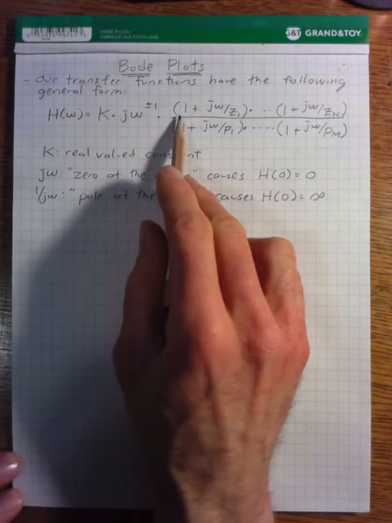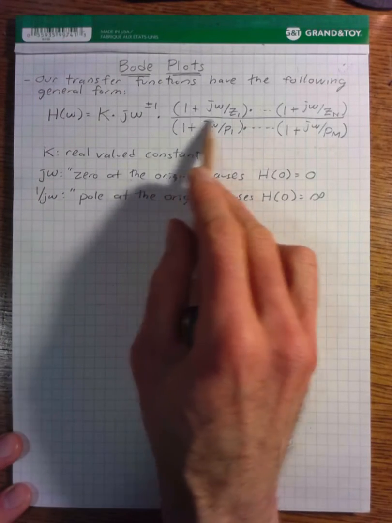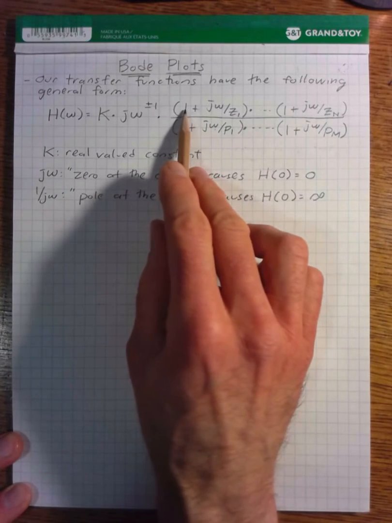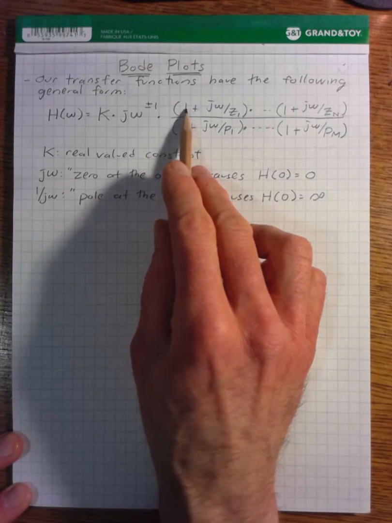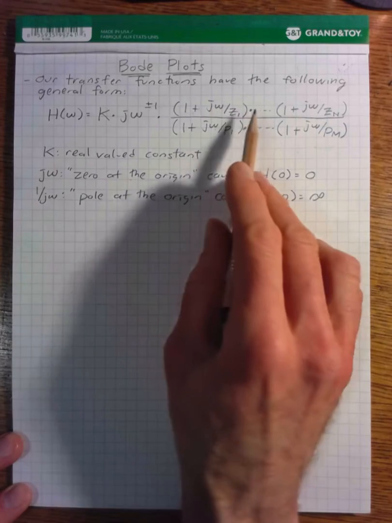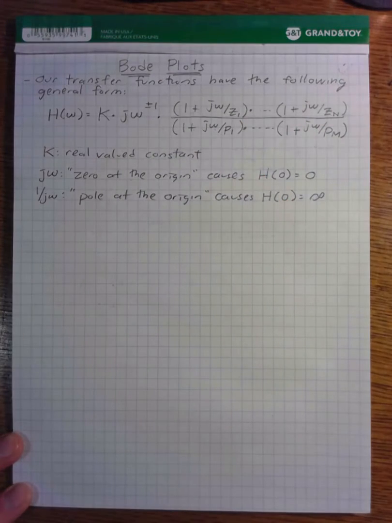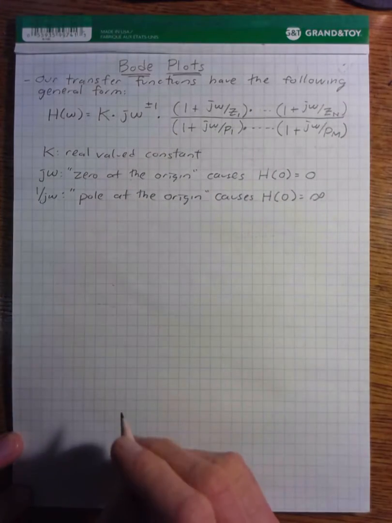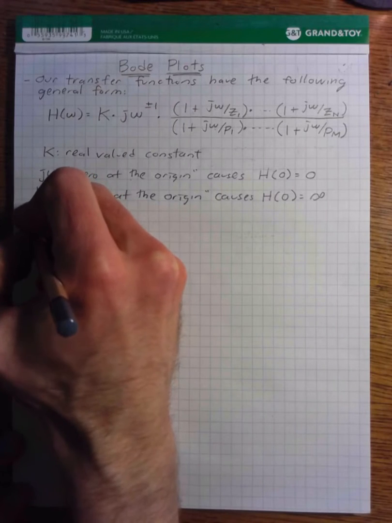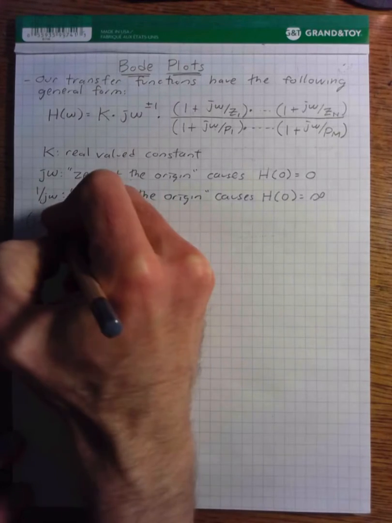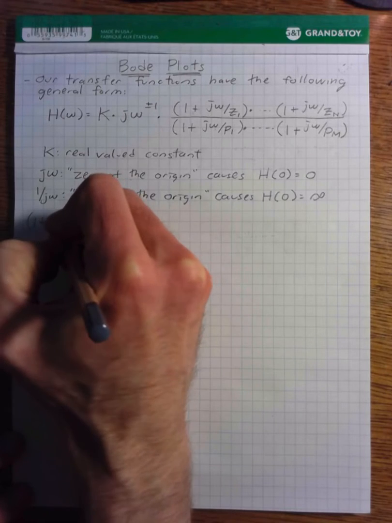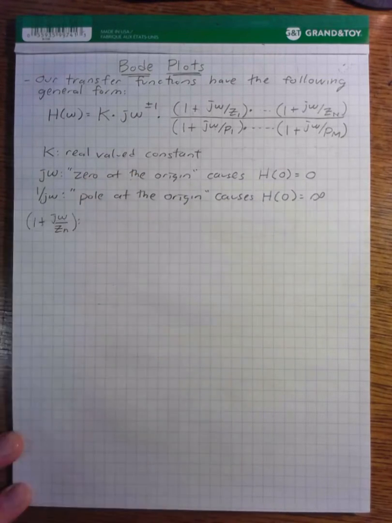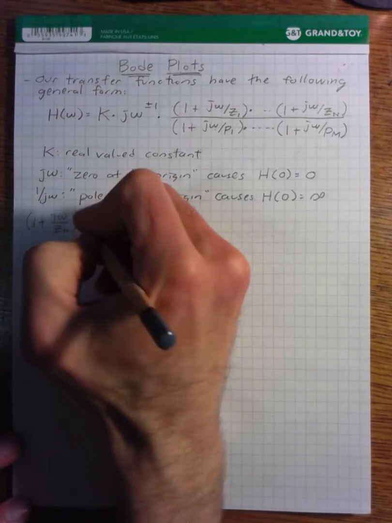Now, we then have our numerator consisting of a product of a bunch of different terms with this same kind of form. 1 plus j omega divided by z1 times 1 plus j omega divided by z2, all the way up to 1 plus j omega divided by zn. And these terms on the numerator, 1 plus j omega divided by zn, we refer to these as simple zeros.